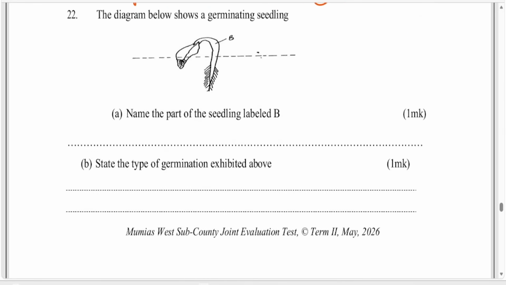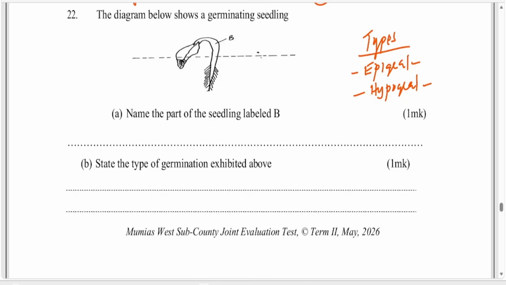The diagram below shows a germinating seedling. Name the part of the seedling labeled B. We know we have two major types of germination. We have epigeal germination and we have hypogeal germination. Epigeal germination is a type of germination that occurs in dicots. The cotyledons are brought above the earth's surface, while in hypogeal germination, the cotyledons are left underground.